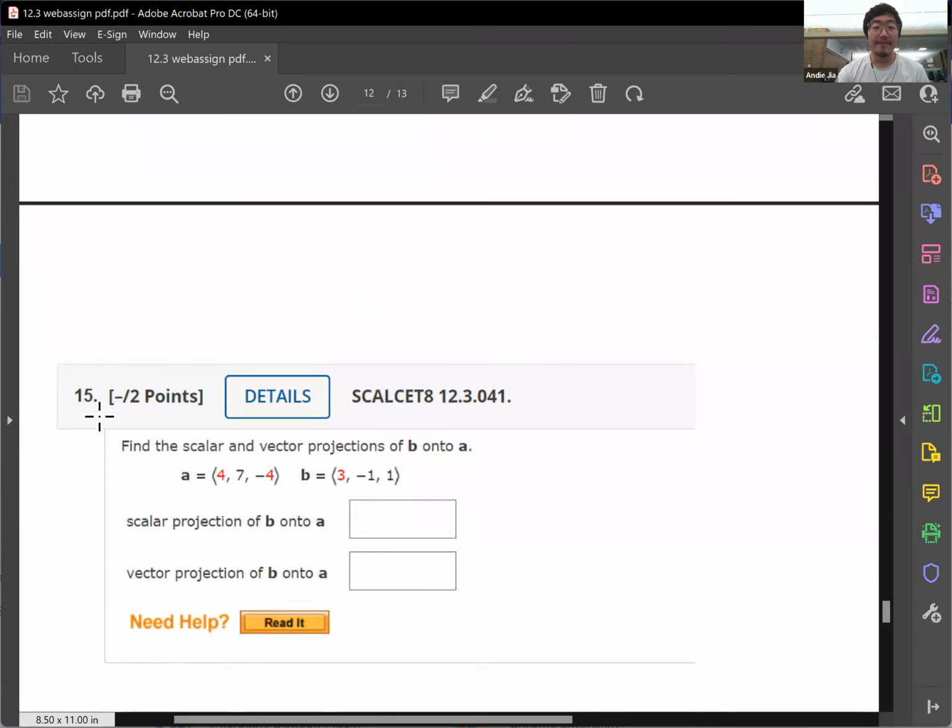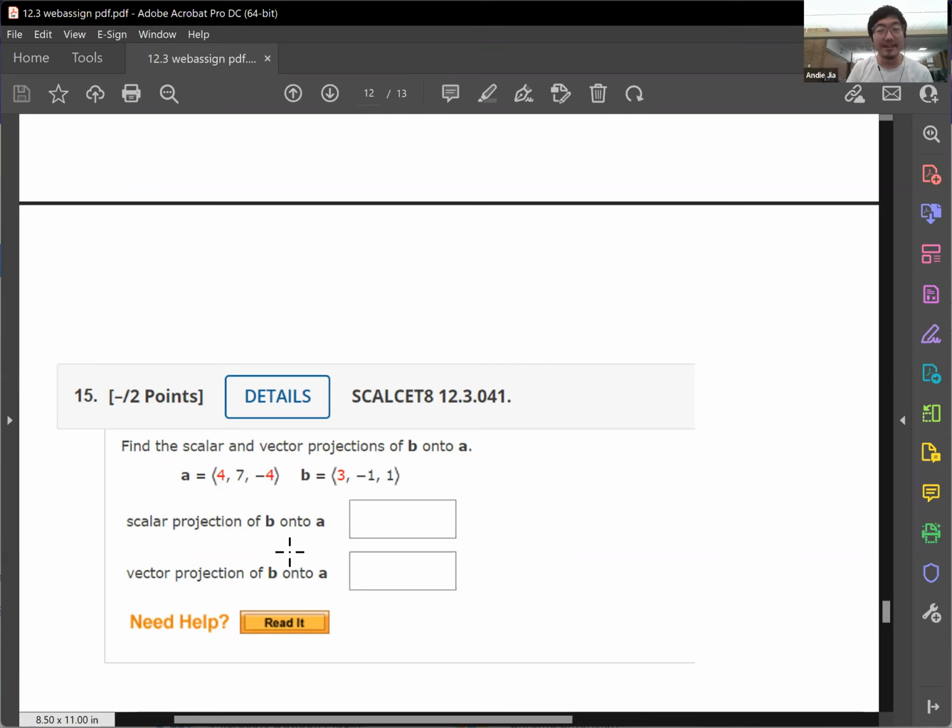And number 15 is the scalar projection, just a component using this equation, because the scalar projection gives us a number, positive or negative. For the vector projection, it's proj of a onto b, and this produces a vector.